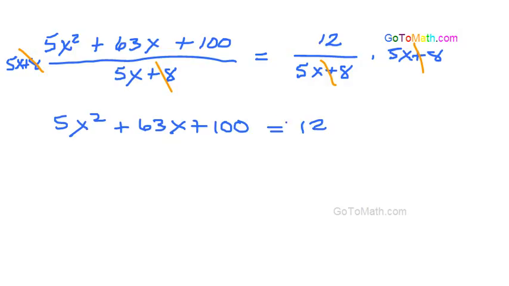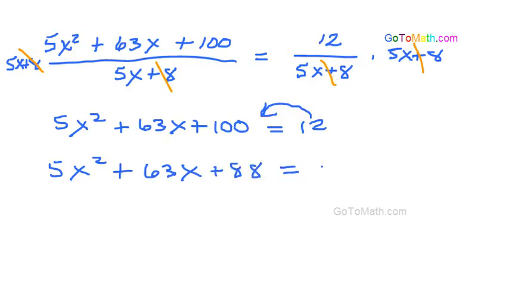Now we'll want to get this in the standard form, so we're going to take this 12 over to this side, and when we do that we have to change the sign. It's the same thing as subtracting 12 from both sides, to get 0 over here. So we end up with 5x squared plus 63x, and then 100 minus 12 is 88. This looks pretty nasty actually.